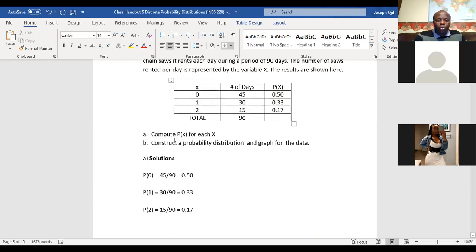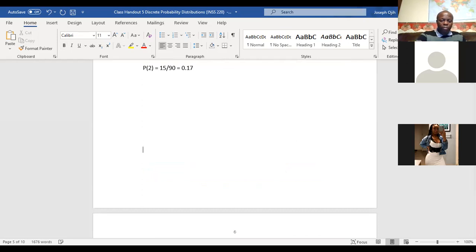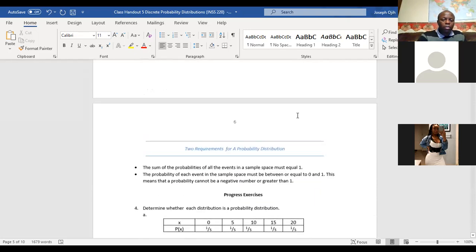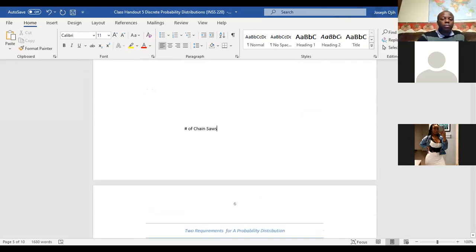The question says we have answered part A, compute P(x). Now it says construct a probability distribution and graph it. The outcomes and their corresponding probabilities make up the probability distribution. Now let us graph it. Let's say this is outcome X, the number of chainsaws they rented.